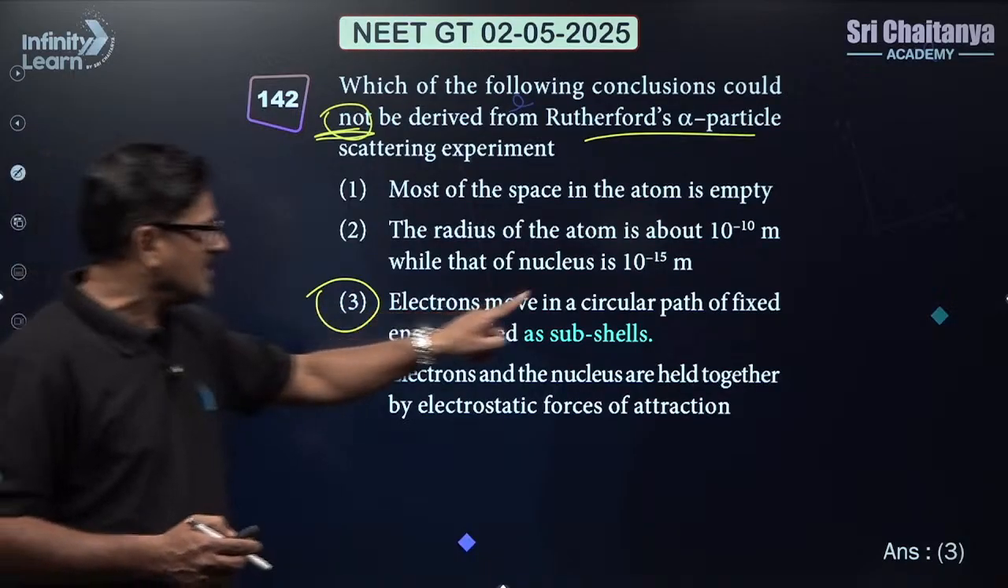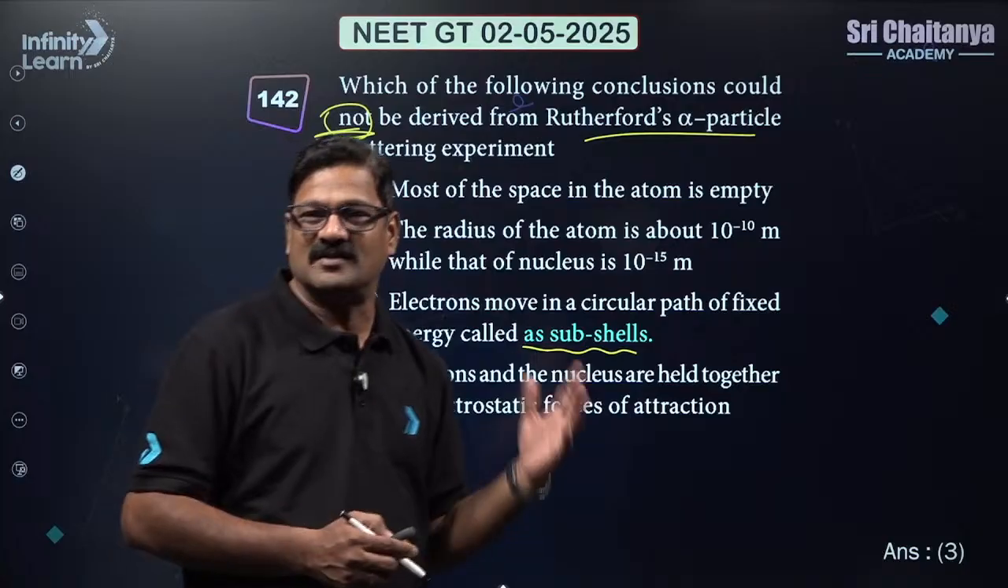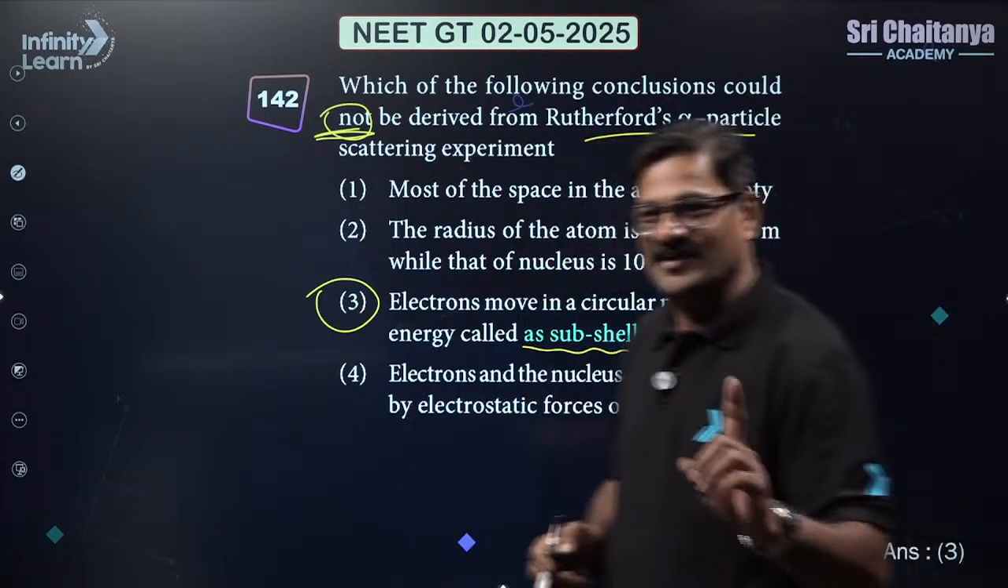Electrons move in a circular path with fixed energy called subshells. The word subshell is not related to Rutherford. That is the answer. Okay.